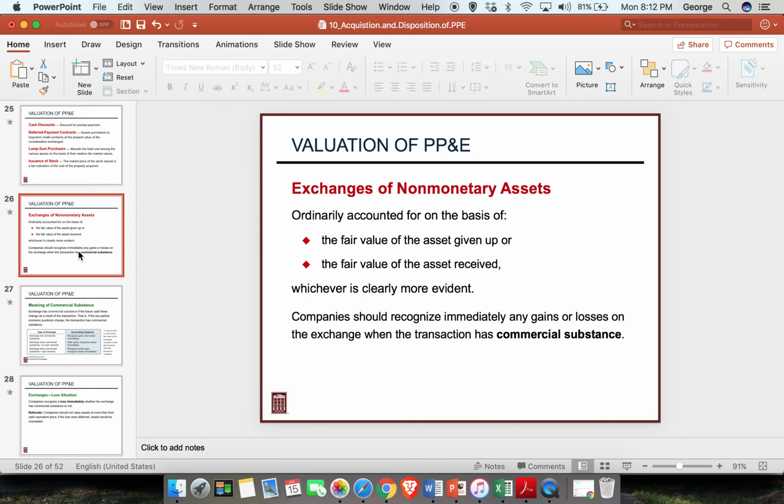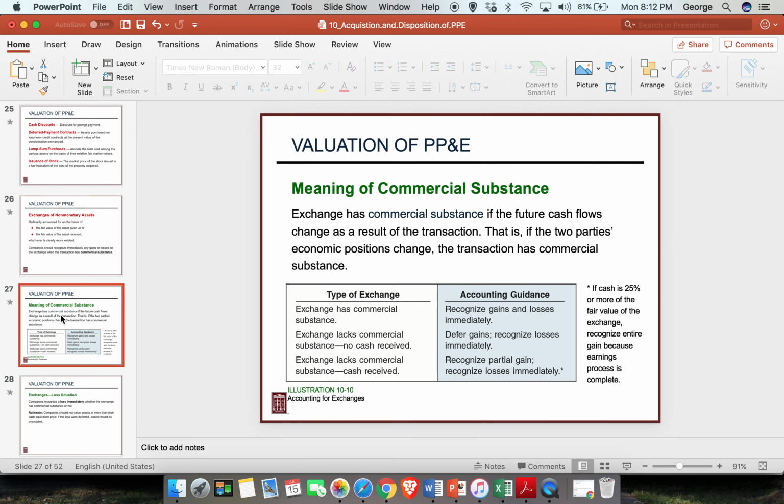Exchanges of non-monetary assets are ordinarily accounted for on the basis of the fair value of the asset given up or the fair value of the asset received, whichever is clearly more evident. We talked about it a minute ago. Companies should recognize immediately any gains or losses on exchange when the transaction has commercial substance. Now, how can you tell if an asset has commercial substance?